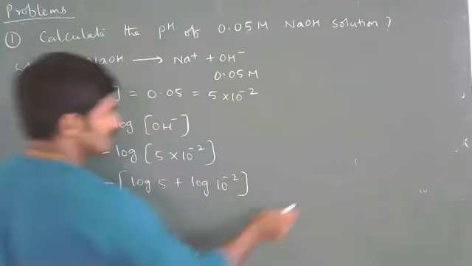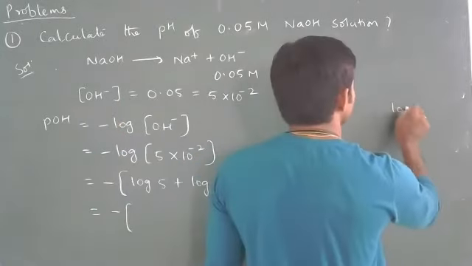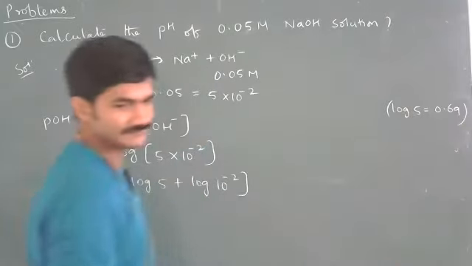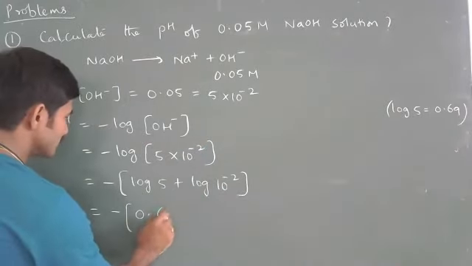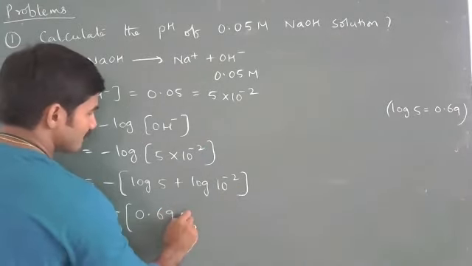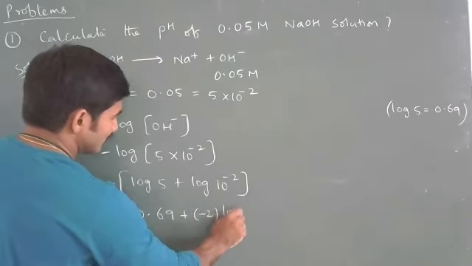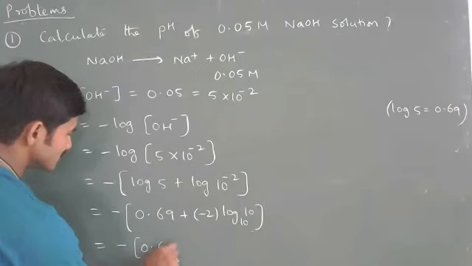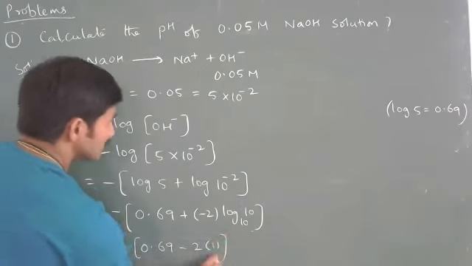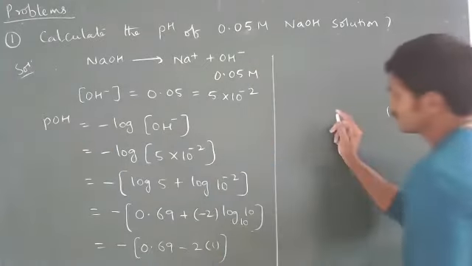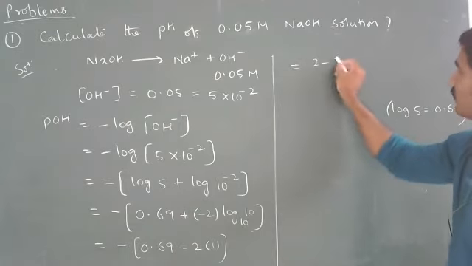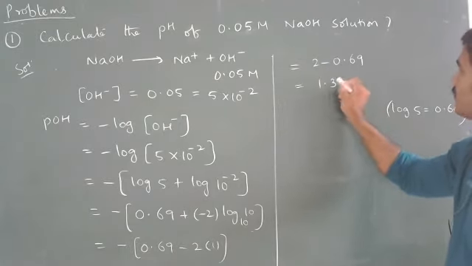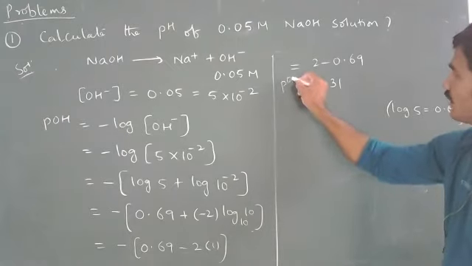Log 5 value, I already told you. What is log 5 value? You have to remember this simple value, 0.69. So 0.69, log 10 power minus 2 is minus 2 log 10 base 10. So you'll get minus of 0.69 minus 2 into 1. So what you'll get here? 2 minus 0.69, you'll get 1.31. This is pOH.